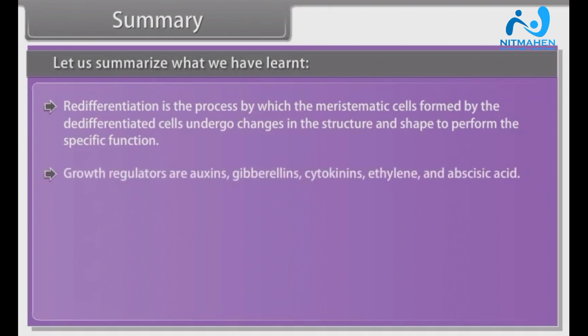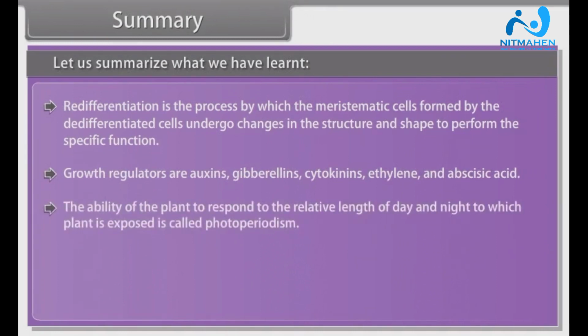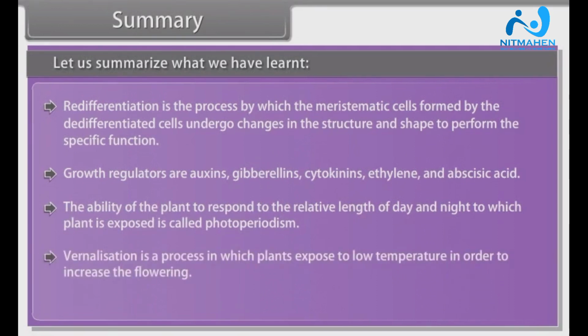Growth regulators are Auxins, Gibberellins, Cytokinins, Ethylene, and Abscisic Acid. The ability of the plant to respond to the relative length of day and night to which the plant is exposed is called photoperiodism. Vernalization is a process in which plants are exposed to low temperature in order to increase flowering.